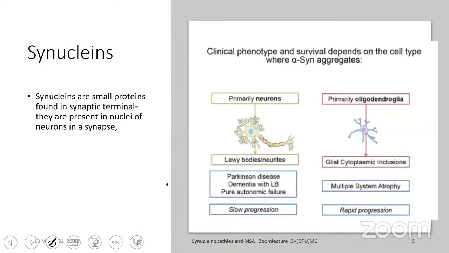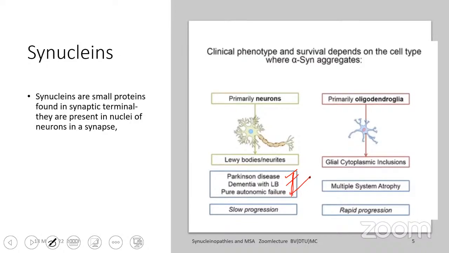So what are synucleins? Synucleins are small proteins found in the synaptic terminal. They are present in the nuclei of neurons and in the synapse. Their exact function is not known. The clinical phenotype and survival depend on the cell type, as I said earlier, where this alpha synuclein aggregates. If it is in primary neurons, Lewy bodies or Lewy neurites are formed, and the diseases associated with Lewy bodies, the Lewy body associated disorders, are Parkinson's disease, dementia with Lewy bodies, and pure autonomic failure.